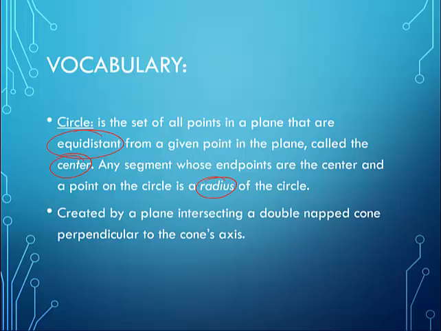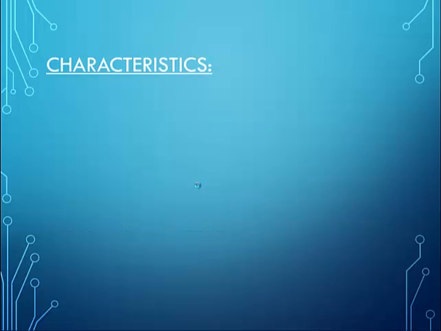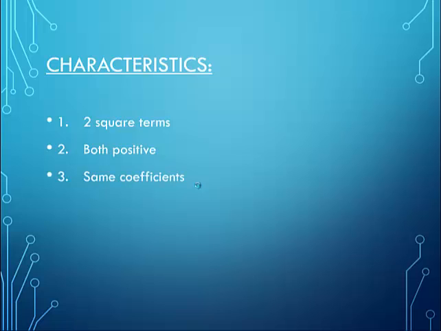Now, the circle is created by a plane intersecting a double-napped cone perpendicular to the cone's axis. Keep that in mind, that will be on your test. Characteristics. 1, we need to know there are two square terms. Both terms are positive, and both terms have the same coefficients. That's how you determine that a given equation is a circle.